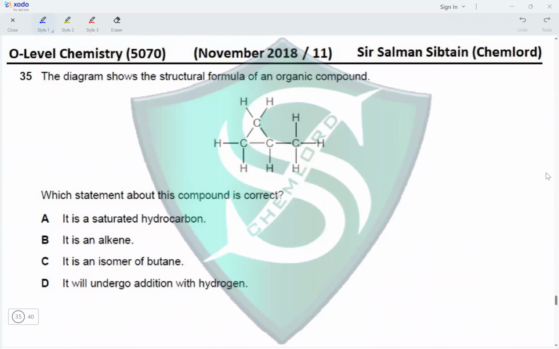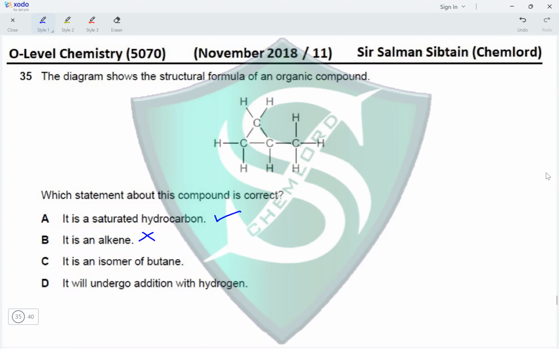Question 35. The diagram shows the structural formula of an organic compound. Which statement about this compound is correct? It is a saturated hydrocarbon. Saturated hydrocarbon means all bonds are single bonds, no double or triple bonds present, which is seen in the structure. So this statement is correct. It is an alkene. There is no sign of any double bonds present, so it is not an alkene.